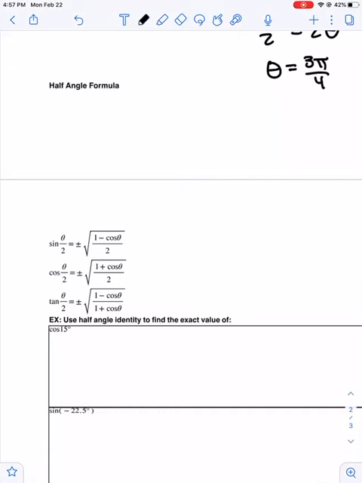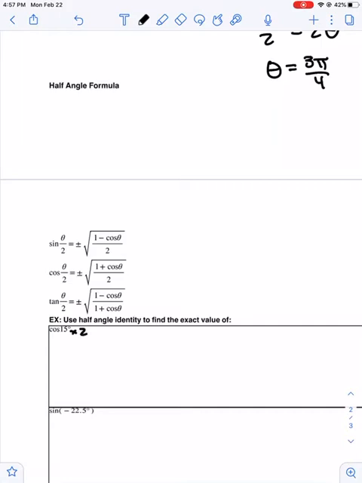Okay, next we're going to look at the half angle formulas. So we're just going to practice them. Again, I won't make you memorize these. And of course, you guessed it, we're going to try and use angles from our unit circle to help us with these.